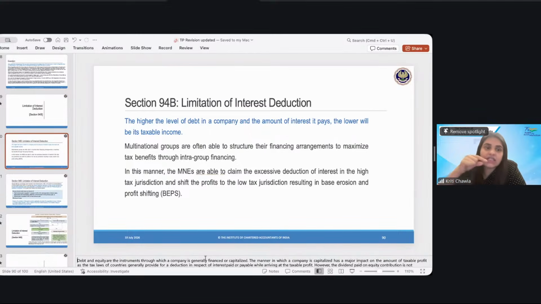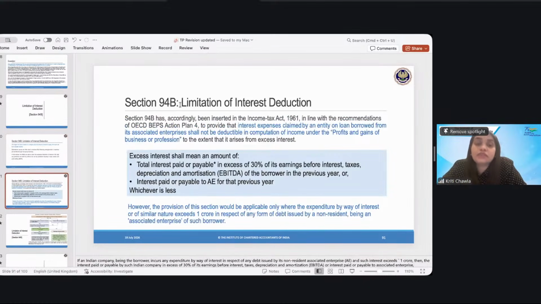And this is the reason that the higher the level of debt in a company and the amount of interest that it pays, the lower will be its taxable income. So what multinational groups actually do is structure their financing arrangements and maximize tax benefits through intra-group financing. In this manner, the MNEs are able to claim excessive deduction of interest in high tax jurisdictions and shift the profit to low tax jurisdictions, which is basically called BEPS. This is the reason they came up with Section 94B, which is limitation of interest deduction.